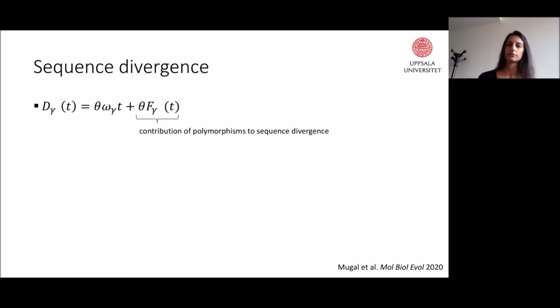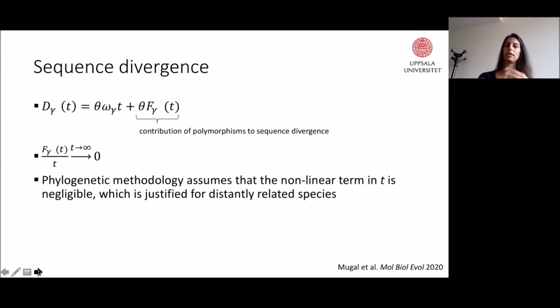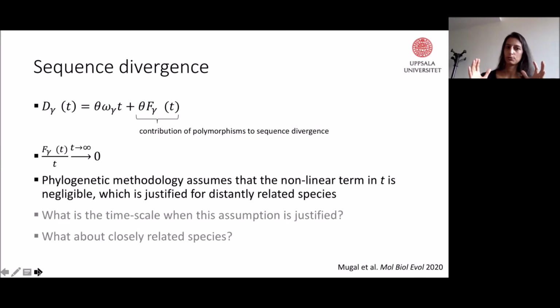What we now also show is that we have a nonlinear contribution due to polymorphisms to sequence divergence. What we then can show is that if we let t tend to infinity, then the contribution of polymorphisms to sequence divergence becomes negligible. So that simply means that indeed the assumption that we make within phylogenetic methodology, that we ignore polymorphisms, is well justified for distantly related species, which is also what we discussed intuitively. It makes sense. But now with our analytical definition at hand, we can address the other more specific questions.